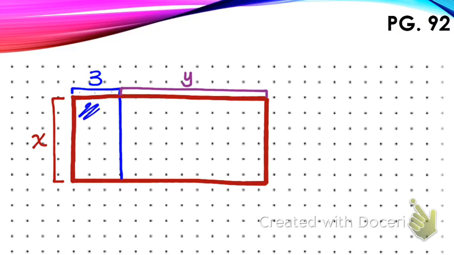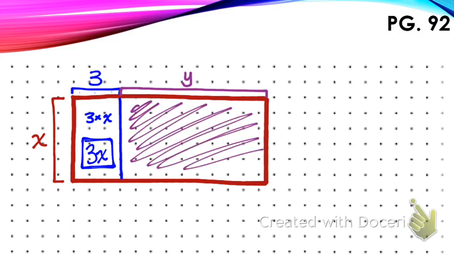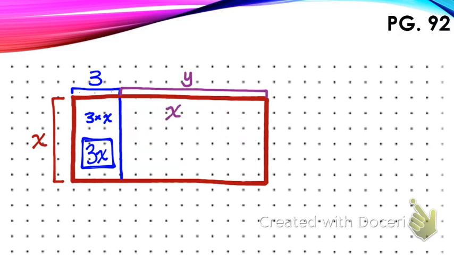So how would you represent the area of this side of my rectangle over here? Just that little piece. 3x. I would do 3 times x, and so I would have an area of 3x here. What about over here? Close. X times y, because remember we do length times width, so I would do x times y. So xy.